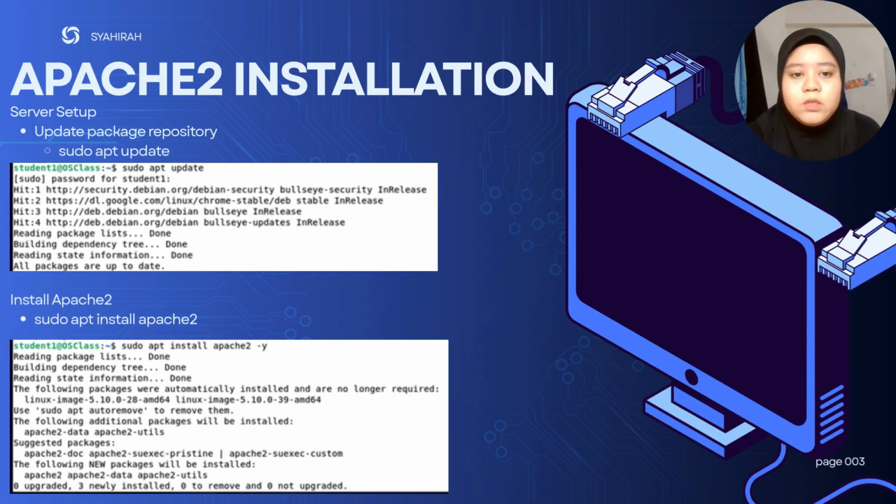The first step was preparing the server. I update the package repository using the sudo apt update command. This ensures the system retrieves the latest package information. After that, I install Apache 2 using sudo apt install -y. This command installs Apache 2 together with all required dependencies, allowing the web server to operate properly.